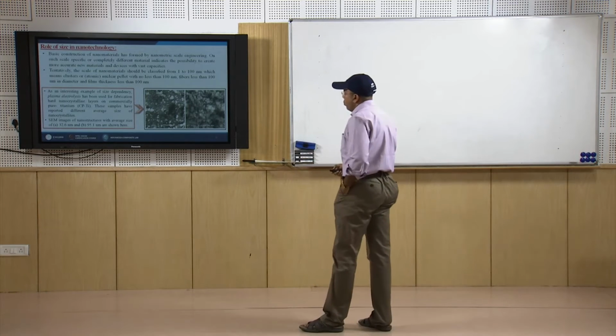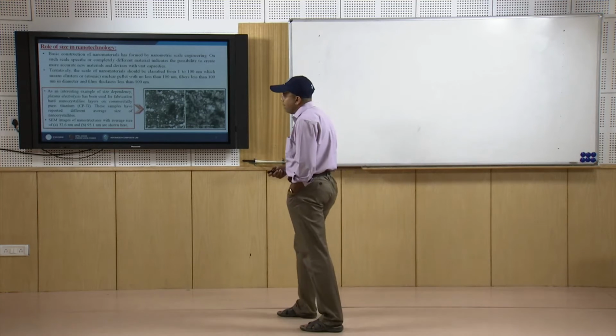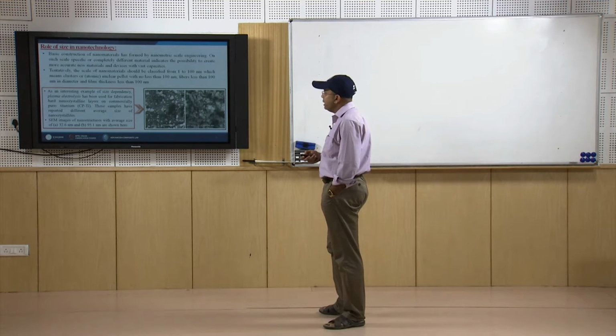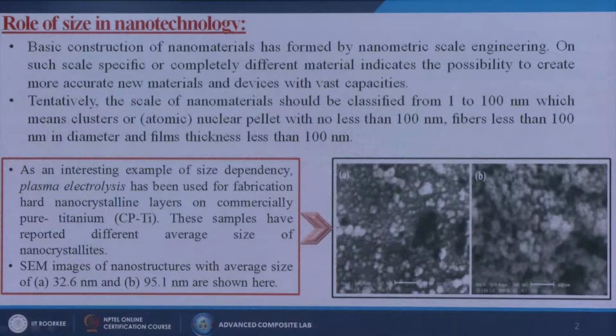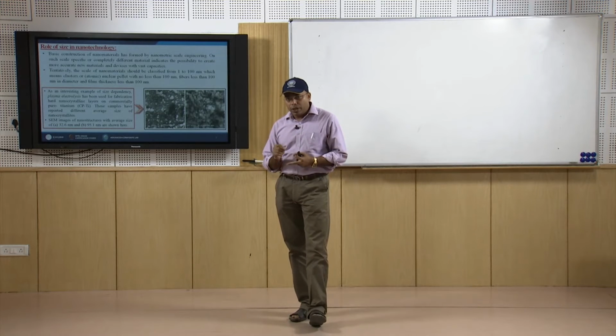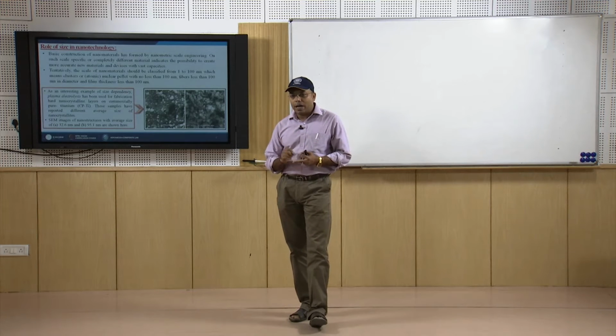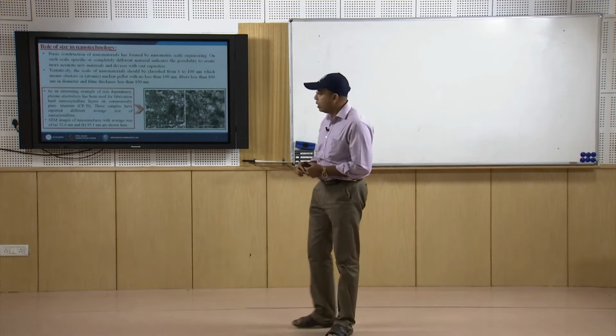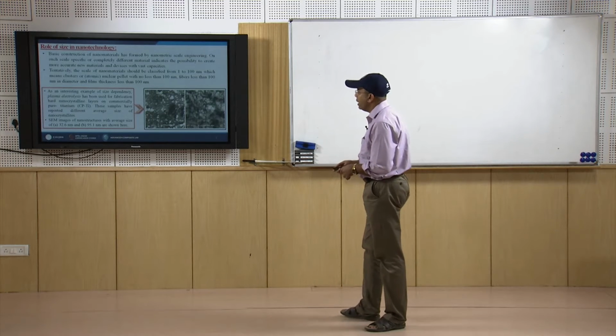So first, before seeing what is going on inside the matrix, let us take note of the role of size in nanotechnology. The basic construction of nanomaterials is formed by nanometric scale engineering. As I told already, the size of the particles we are going to use is 10 to the power minus 9 meter. Generally, particles with an average diameter of 1 nanometer to 100 nanometer we call nanomaterials or nanoparticles. That size of particles is what we are going to use for these applications.